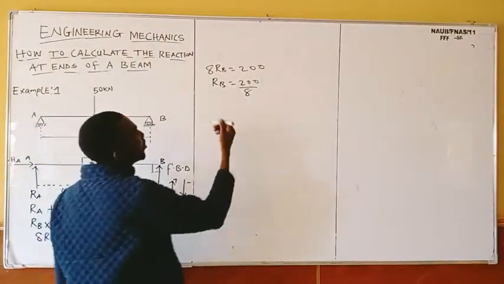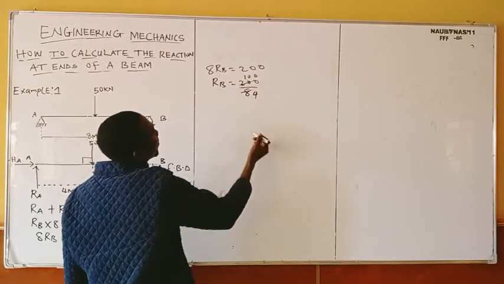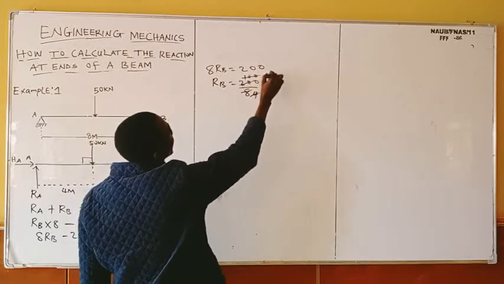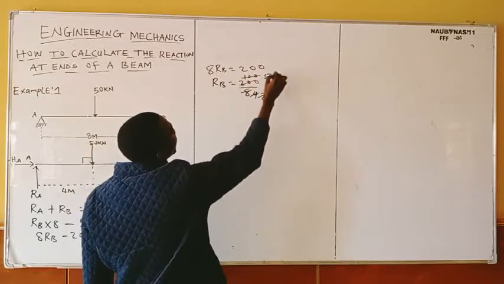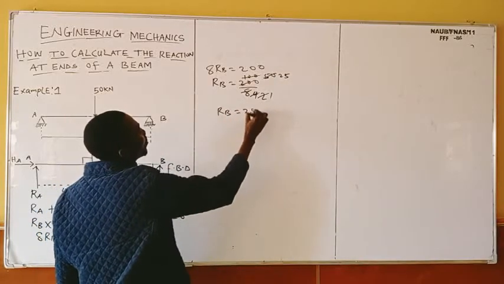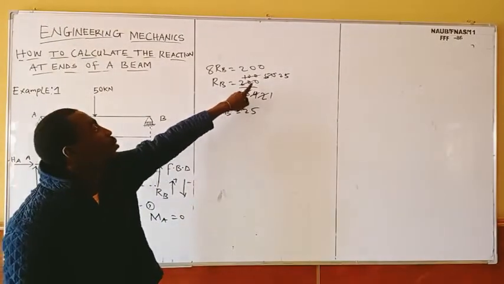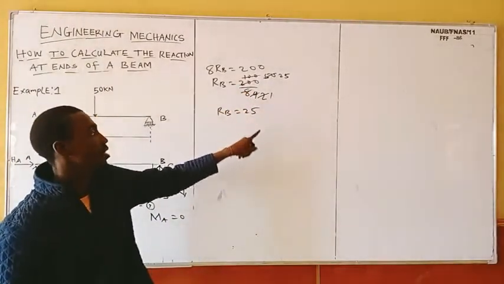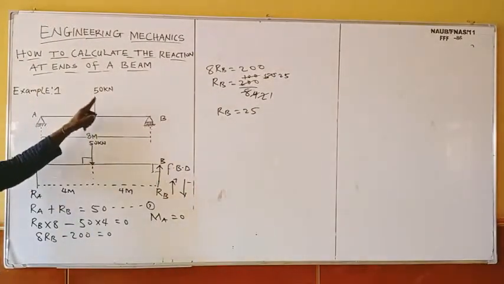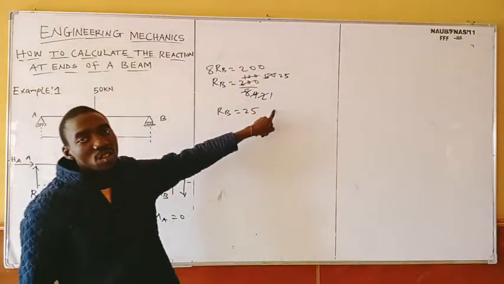And 200 over 8 is what? You can just use your, this thing. 2 here, 2 is 10, right? So we are going to have 100. 2 in 4 is 2. 2 in 100 is 50, right? 2 here 1, 2 here 25. Do you get that? So RB is equal to 25. You can just use your calculator, press 200 divided by 8. Then you get 25. But note that this weight is in kilonewton. Do you get that? So this one too will be in kilonewton.